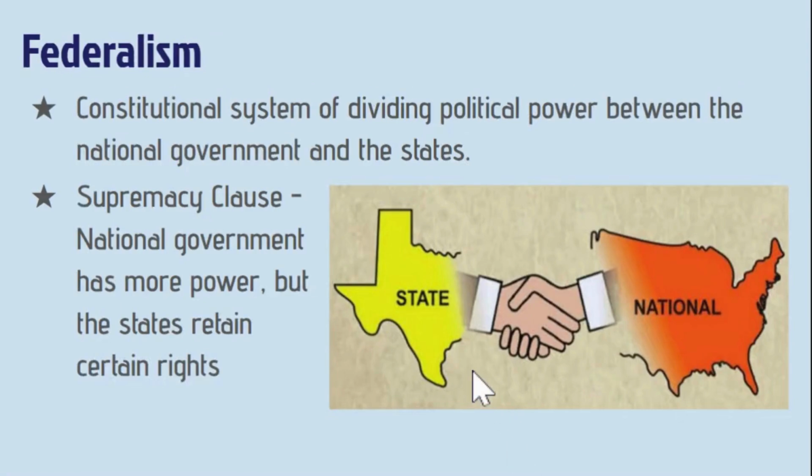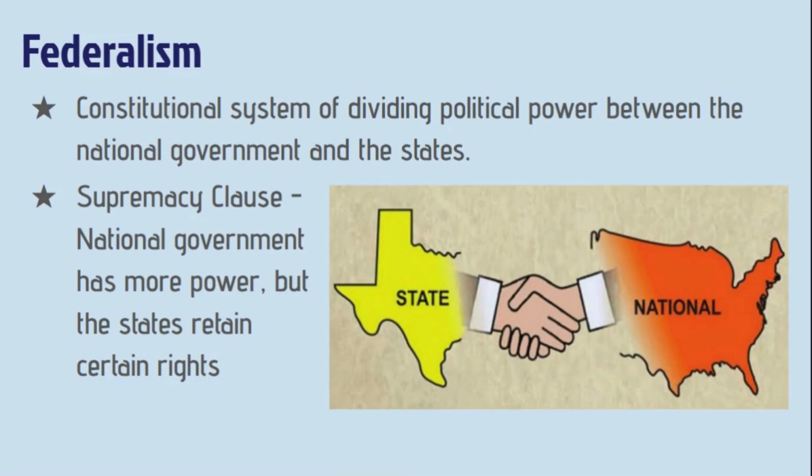So we'll go back here for a second. The supremacy clause essentially is that the national government has more power, right? They can tell the states what to do. National laws cannot be broken by the states. Supreme Court rulings cannot be broken by the states. The states' laws essentially must follow the national government's laws and executive procedures.